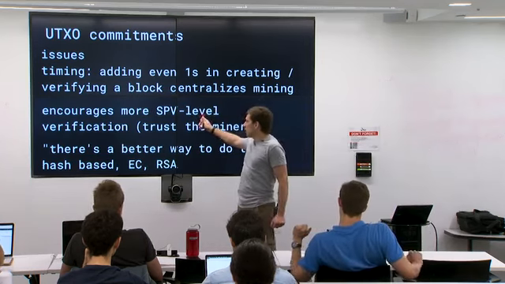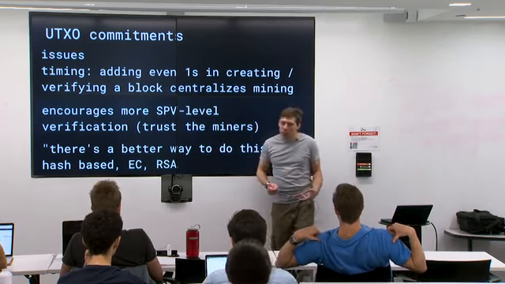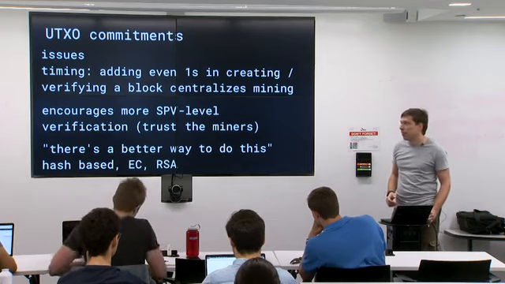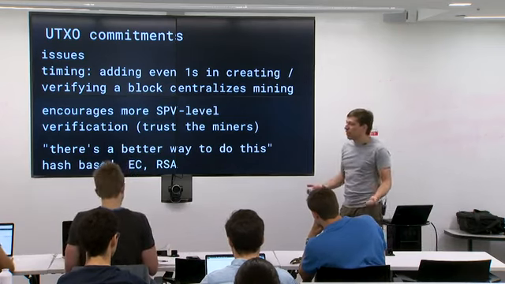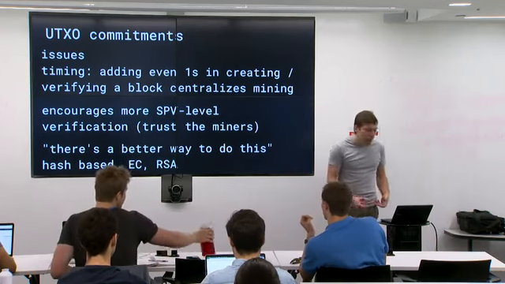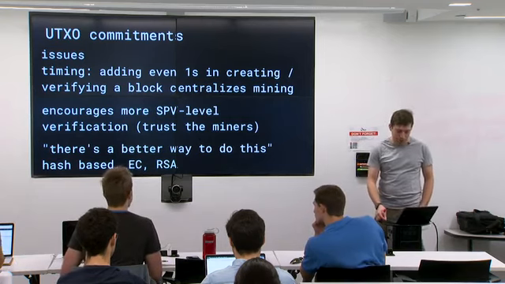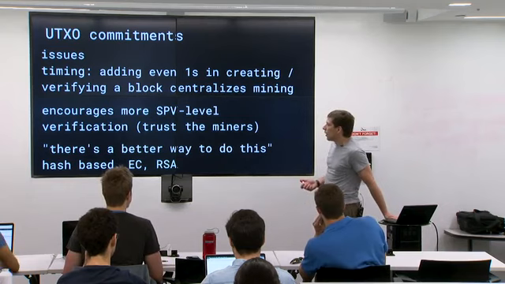Another issue is it does encourage more SPV level verification, where a lot of people will now use this method to not run a full node. They're like, well, I can just get these compact proofs for all UTXOs, whether inclusion or non-inclusion, so why run a full node? I don't need to verify it because other people are. You don't really want to encourage that because there's so much of that already.